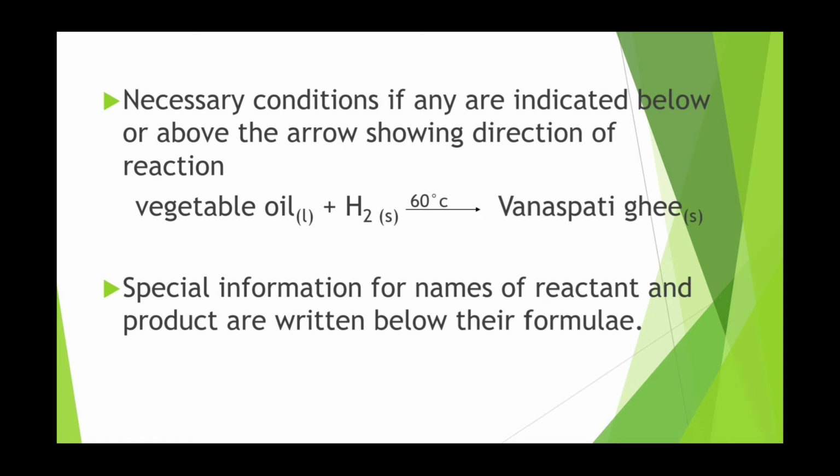Now, the last norm is regarding the names of a reactant or any special information regarding the reactant or product. For example, in the above reaction, vegetable oil is converted into Vanaspati ghee. Instead of vegetable oil, if we take H2SO4 or any acid or base, whether it is used concentrated or diluted, that concentration or dilute nature should be written below the chemical equation.